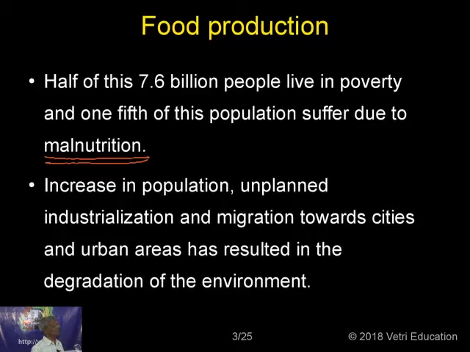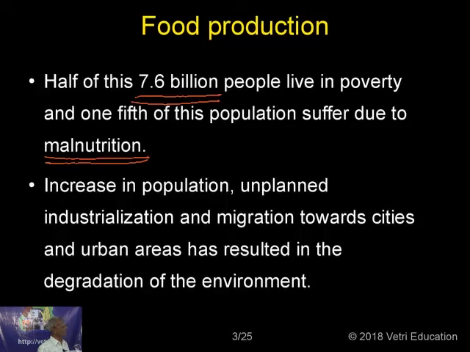So why is this taking place? Because the population has increased. When the population increases, we are not able to feed all the people with good quality food. So there is an increase of diseases and an increase of all the other problems also. So half of these 7.6 billion people live in poverty, and one-fifth of this population suffer due to malnutrition.